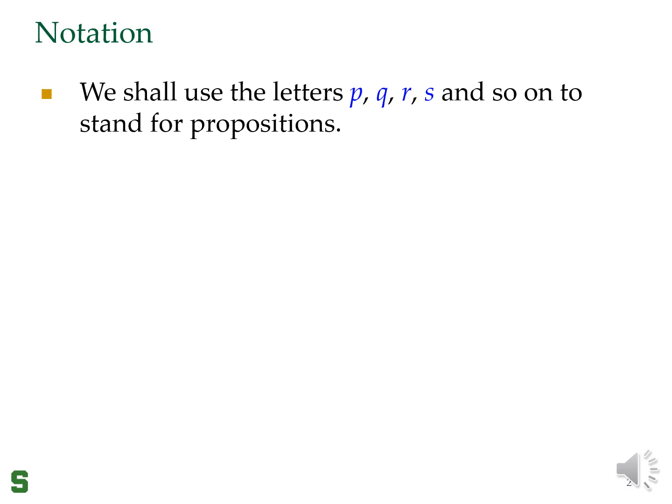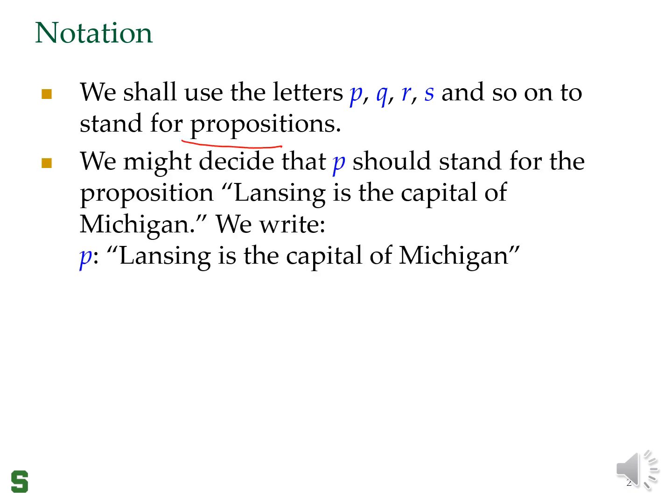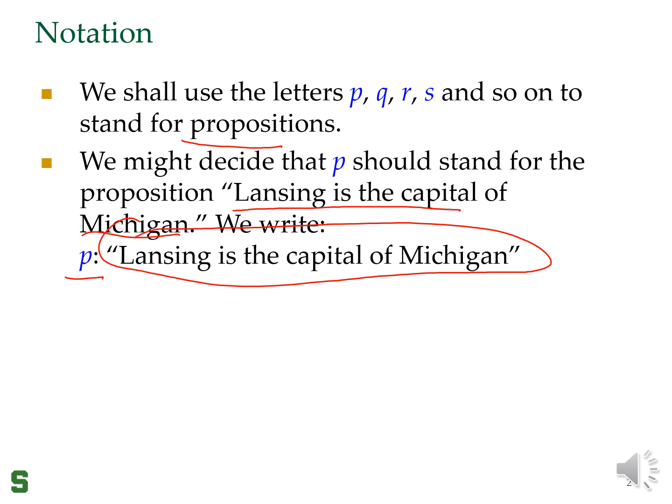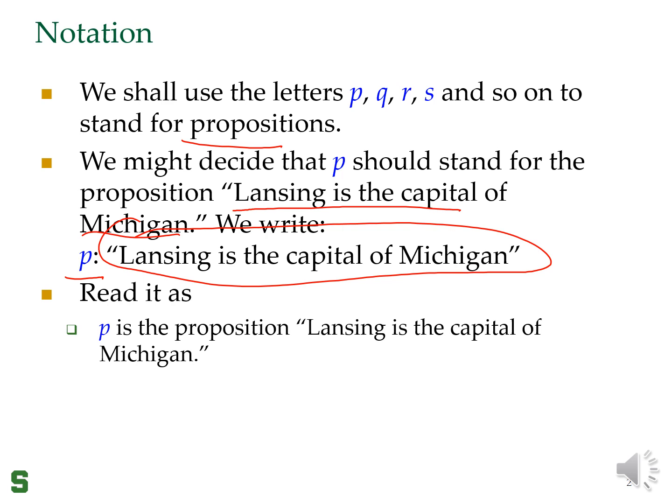We'll use these notations. We'll use lowercase letters, generally P, Q, R, S, to stand for propositions. So, for example, we might say that proposition P stands for Lansing is the capital of Michigan. We will write it as P is a proposition, and it is capturing this information: Lansing is the capital of Michigan. We read this as P is a proposition that Lansing is the capital of Michigan. Once again, propositions may be true, they may be false, but what is important is they must be unambiguous and they must be declarative statements.